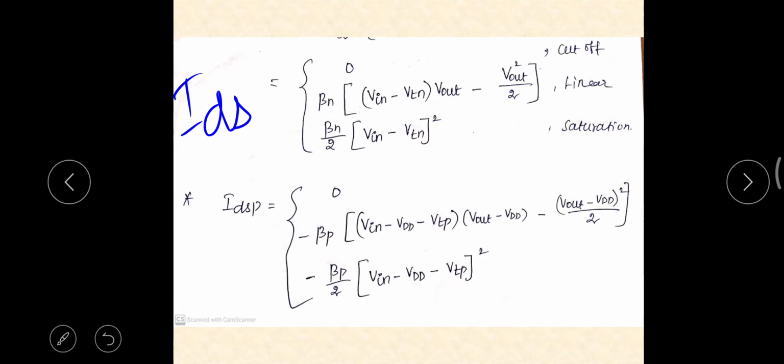So IDSP is equal to 0 for cutoff. IDSP is equal to minus beta P into, instead of VGSP, I can substitute Vin minus VDD, and similarly, instead of VDSP, I can write Vout minus VDD. So based on these two expressions, I can rewrite my IDSP for all three regions, that is cutoff, linear and saturation. This is the current equation for the PMOS transistor. After writing the current equations of NMOS and PMOS, we can enter into region A of the CMOS inverter.